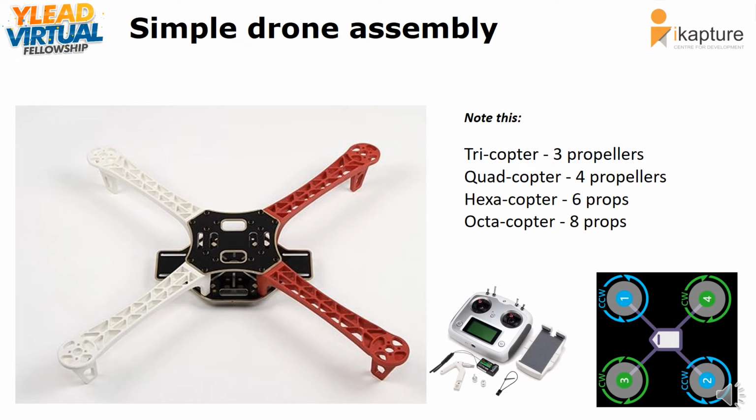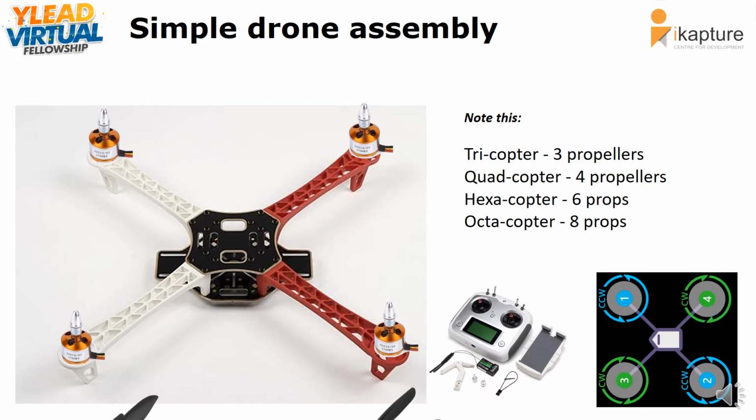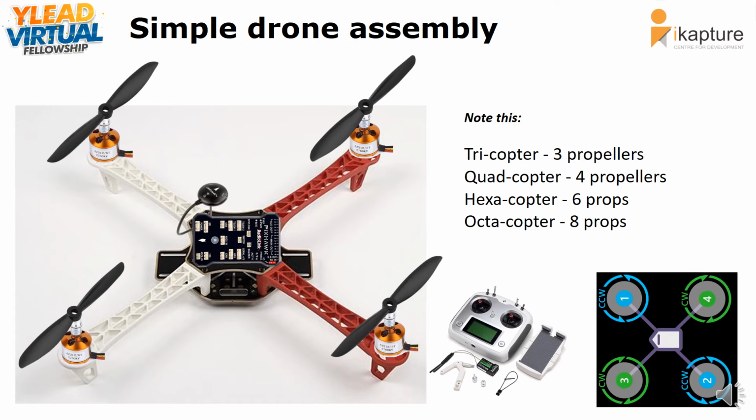You have this, which is your radio transmitter, and this is the direction in which every propeller should move. Then we have the tricopter, which is for 3 propellers, quad for 4, hexacopter for 6, and octacopter for 8. So in case you see a drone flying, you can say, oh, this has 4 propellers, so it's a quadcopter. Let me quickly run through this and go to the next slide.